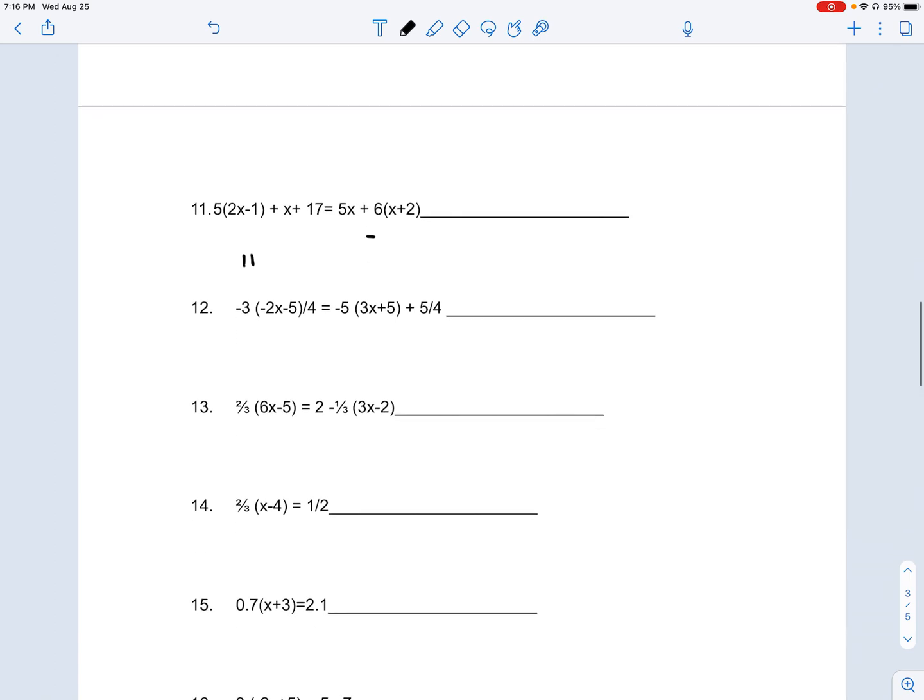Moving on. We have 5 times 2x minus 1 plus x plus 17 is equal to 5x plus 6 times x plus 2. So what we first have to do is distribute the values. 10x minus 5 plus x plus 17 is equal to 5x plus 6x plus 12. 10x plus x is just 11x. 17 minus 5 is just positive 12. 6x plus 5x, 11x again, plus 12. Since the values are equal on both sides, we know that this has infinite solutions.